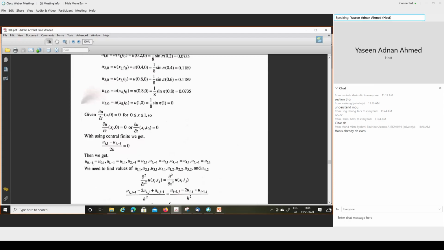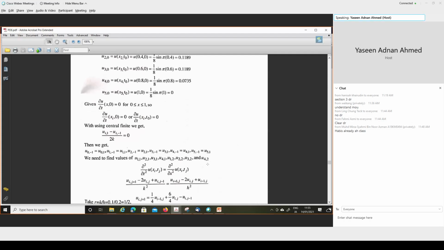In this case, x0 minus 1 is 1. Then x1 minus 1 is 1. Then 2 minus 1 should be 1. 3 minus 1 should be 1. And 4 minus 1 should be 1. And 5 minus 1 should be 1. So this relationship, we will use it to simplify it.